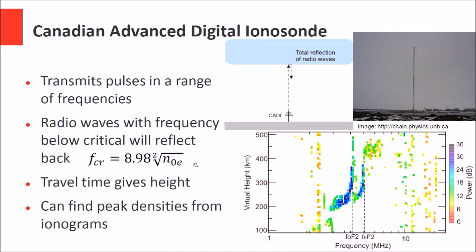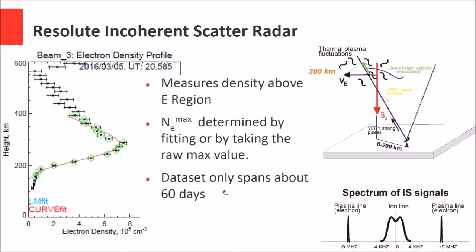Our other instrument was the Resolute Incoherent Scatter Radar, which works quite differently from the other two instruments. It sends out a very high power radio signal at a frequency much higher than the plasma critical frequency, because rather than trying to bounce a signal off of the plasma, it is looking to measure plasma thermal fluctuations, from which it can determine the plasma frequencies for ions and electrons separately.